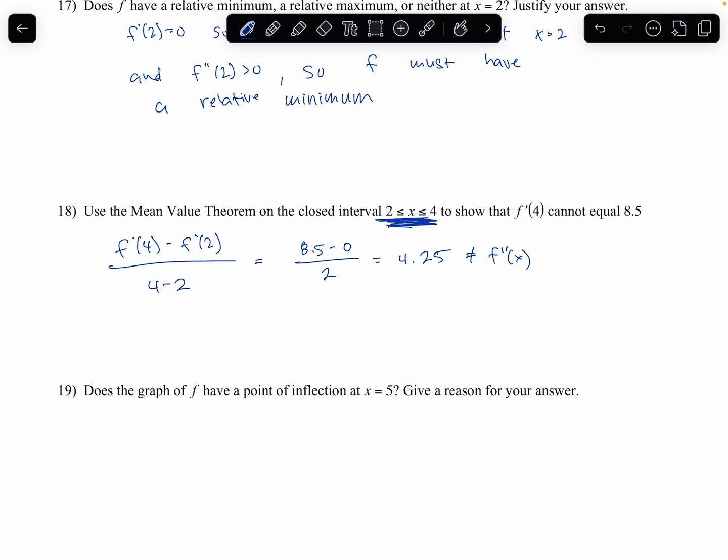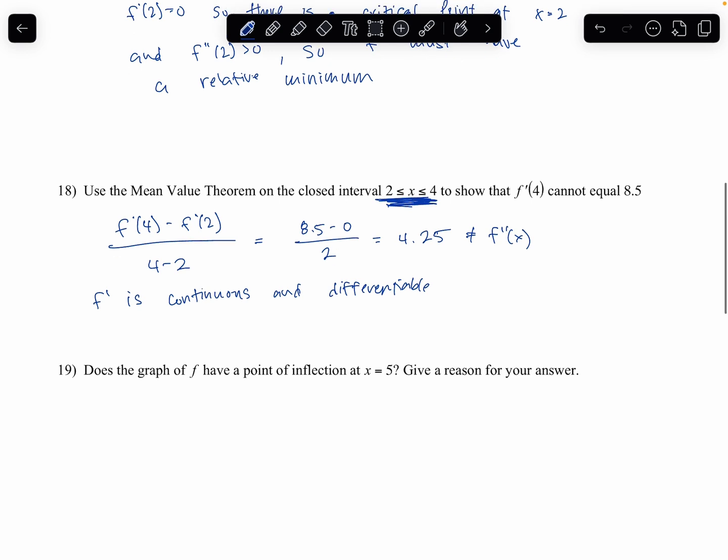What do I need to state? I guess I need to state the conditions of the mean value theorem. So f prime is continuous and differentiable, okay? So the mean value theorem does apply. The mean value theorem, I'll just say MVT, conditions are met.